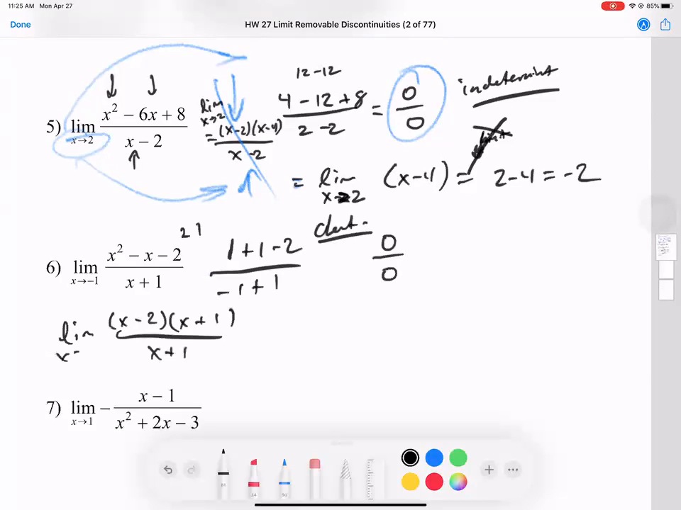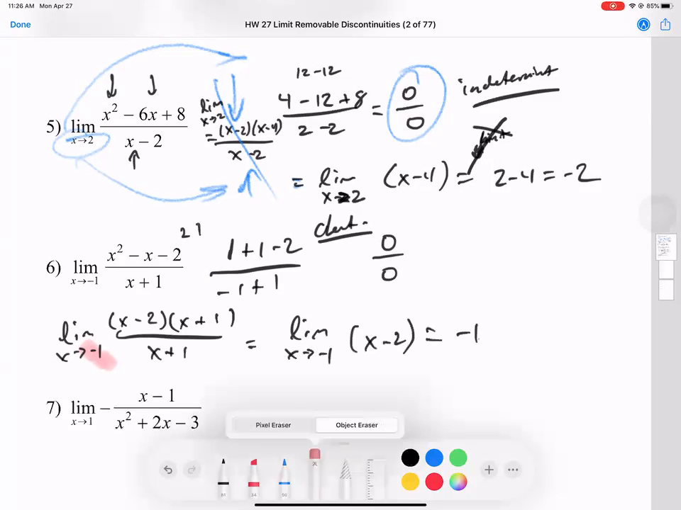Limit as x approaches -1. Hey, you guys see a common factor? We do. And that was my 0. We're left with the limit as x approaches -1 of x minus 2. We plug in -1. Oops, -1 minus 2. Again, if you look at what I did here, I do not write limit after I plug in the value, but you have to write the limit until you plug in that value. And that answers -3.